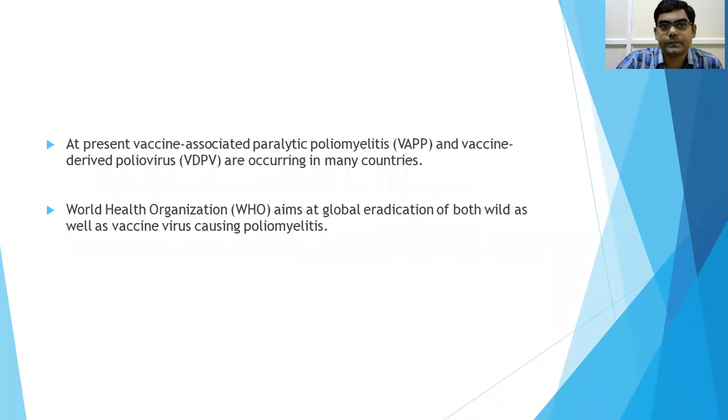So at present, vaccine-associated paralytic poliomyelitis, that is VAPP, and vaccine-derived poliovirus, VDPV, are occurring in many countries. WHO aims at global eradication of both wild as well as vaccine virus causing poliomyelitis. How do we eradicate wild? By giving polio vaccine. How can we eradicate vaccine virus causing poliomyelitis? By giving IPV, that is inactivated polio vaccine, that is killed vaccine. In the coming slide, you will come to know.